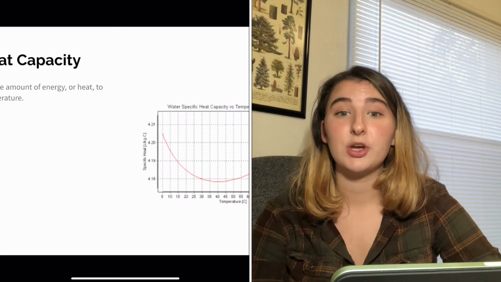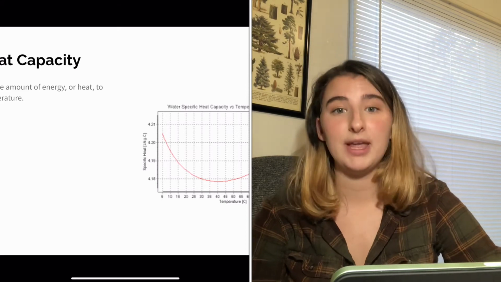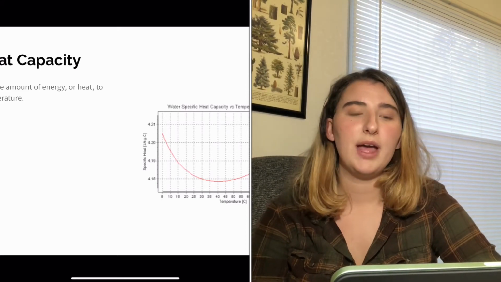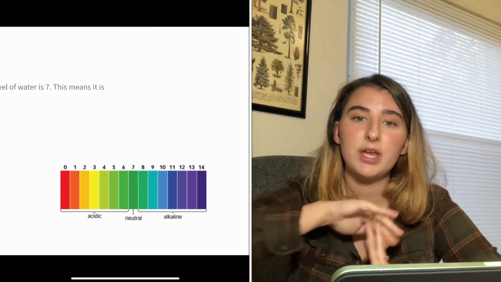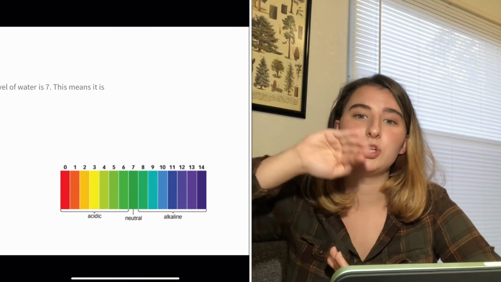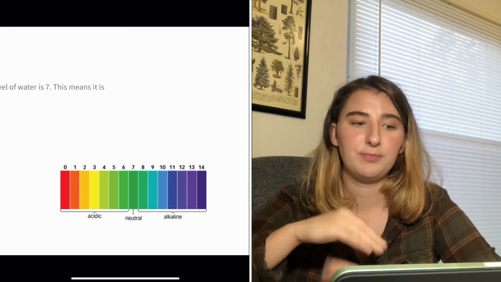All cells depend on water, and all living things are made of cells. So every cell has the cell membrane, which is made of phospholipids, and without water, the cell wouldn't be able to control what went in and out of the cell.